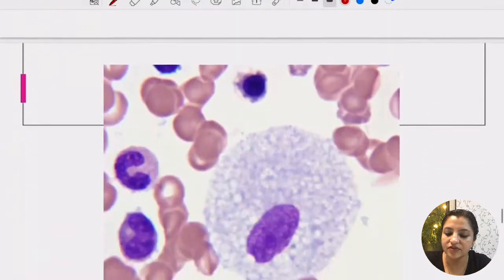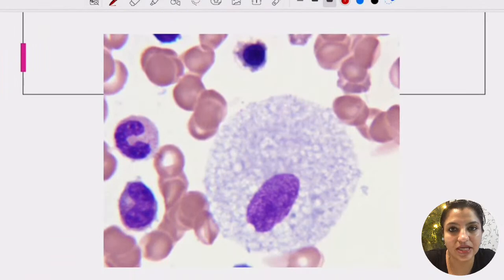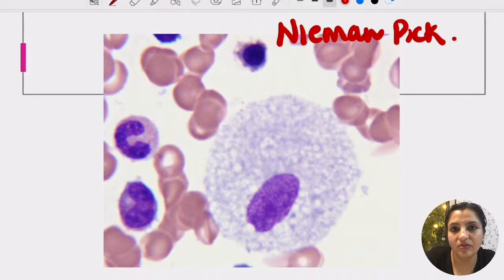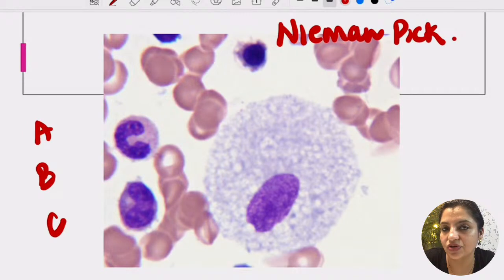Now, in contrast, if they change the image to this, these are foam cells, which are very typically seen in Niemann-Pick disease. And Niemann-Pick disease is also of 3 types: A, B, and C. Always remember, whenever I'm talking about Niemann-Pick, A and B are the most common.